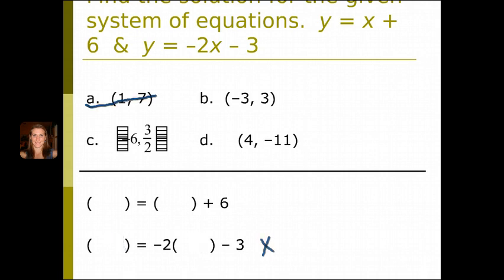So we move along to B. Y is 3. X is negative 3. Negative 3 plus 6 is 3. 2 times negative 3 is negative 6. And negative 6 minus 3 is 3. It works in both equations. Therefore, B is your correct answer.